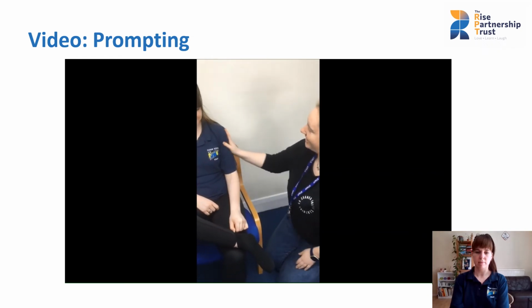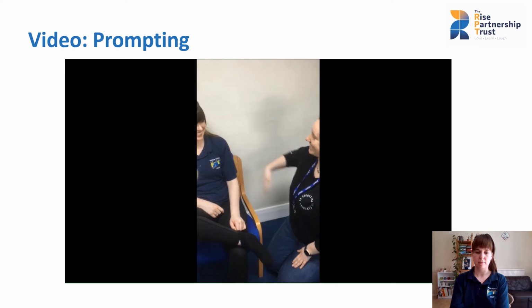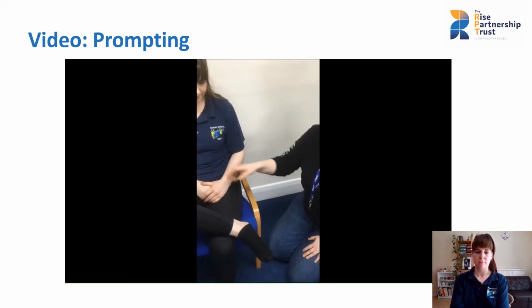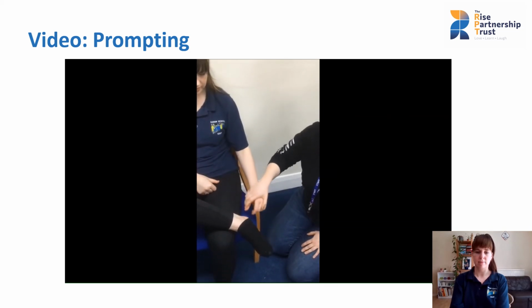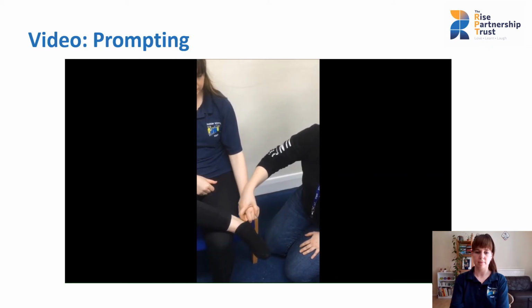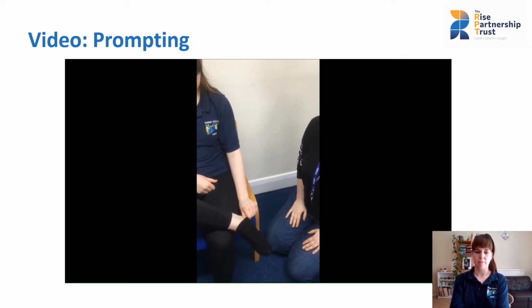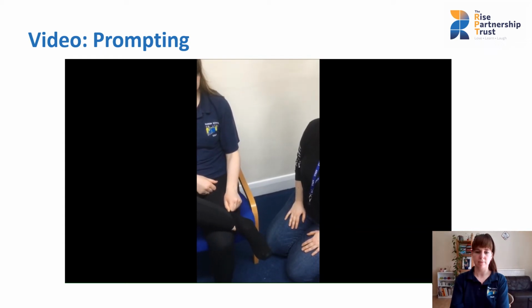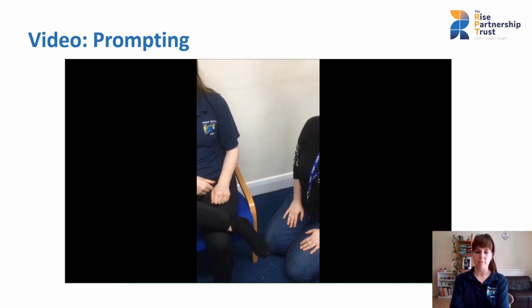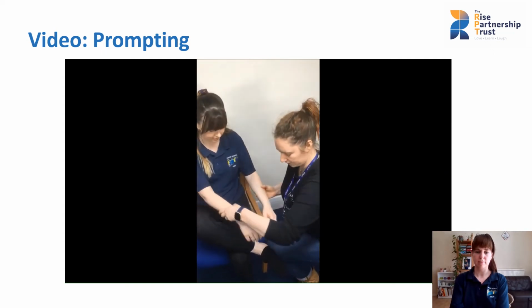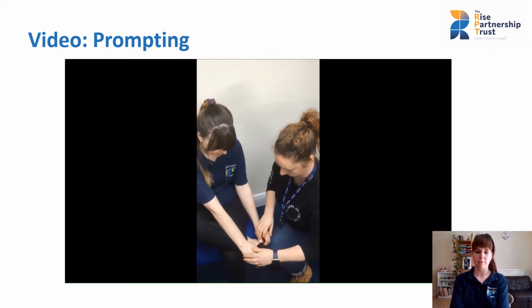and praise the child. Now it's time to fade the prompts. The adult positions the child's fingers on the sock and then lets go of the child's hands. The child pulls up the sock independently. Similarly, the adult positions both hands and then lets go.